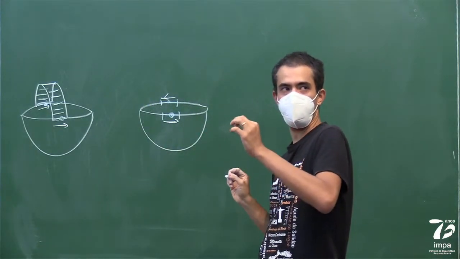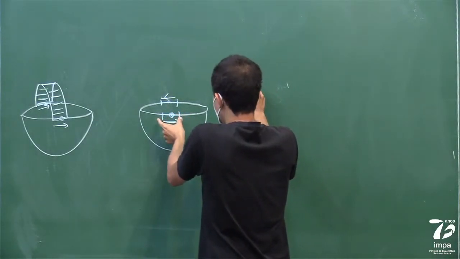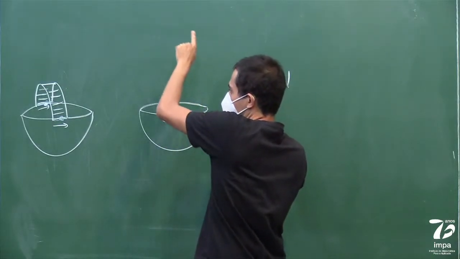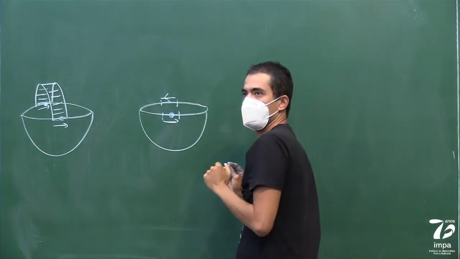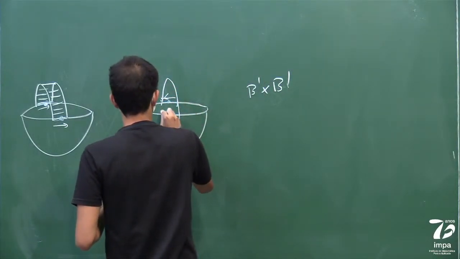Which means that what's happening is, when you look at your B1 times B1, this point is going like this and coming back here, and this point is going like this and coming back here. So the picture that you should have in mind is that you have something like this.